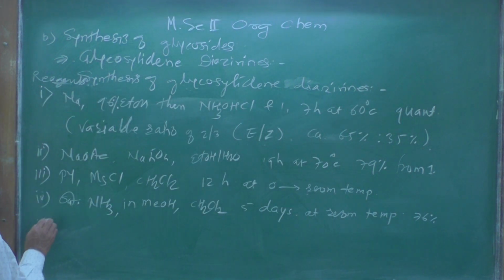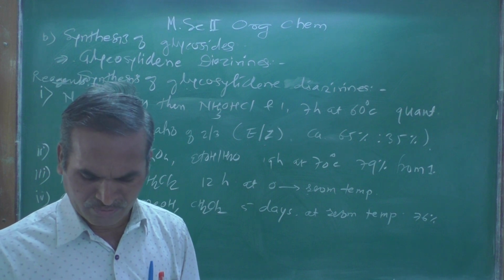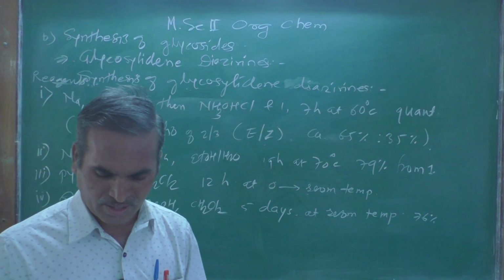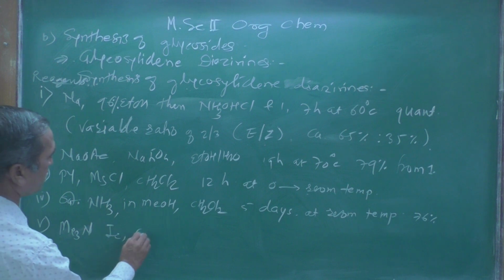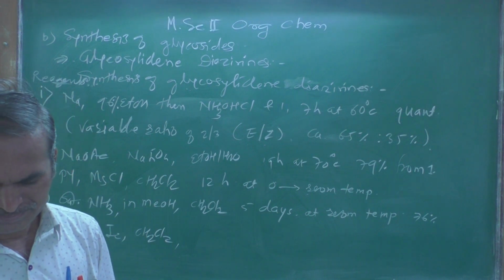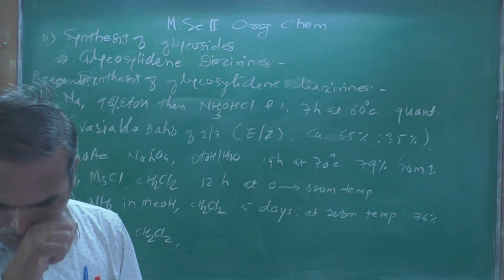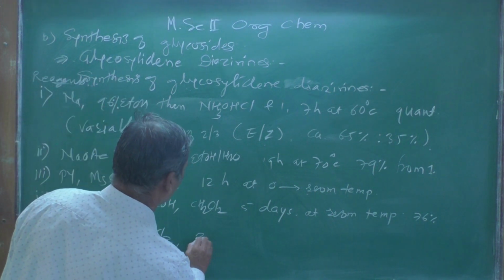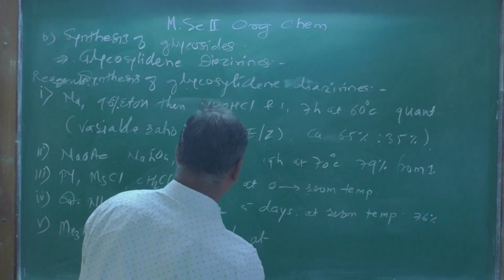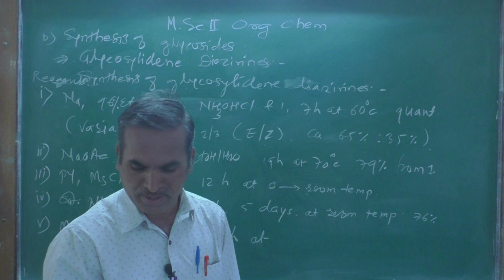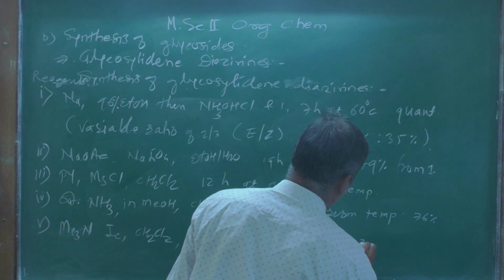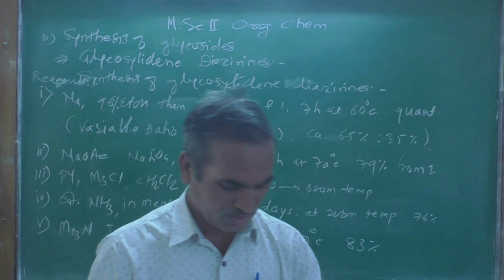Now reagent number 5 will be Me3N, trimethylamine, a tertiary amine, then iodine I2, then CH2Cl2, dichloromethane, kept at minus 20 degrees centigrade for 2 to 5 hours, then heated at 50 degrees centigrade, and they got near about 83% as the yield.